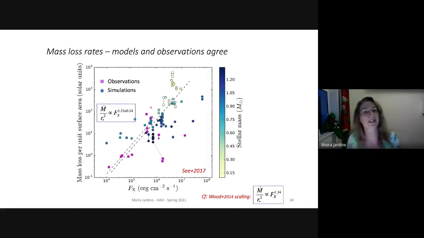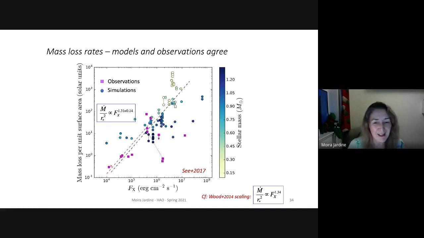But what about winds? That was the other puzzle that I had. So in my last 10 minutes, I just want to talk about winds. This is quite a busy plot, so I'll take my time with it. This is mass loss per unit surface area, plotted against X-ray flux. And there are two different types of symbols showing on this. The purple squares are observations.